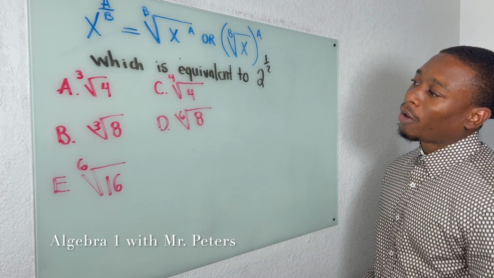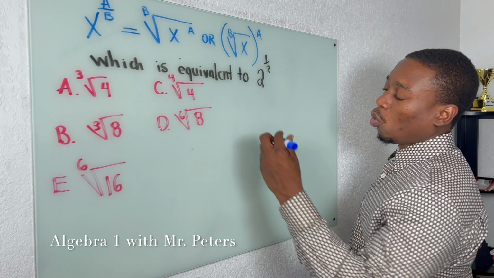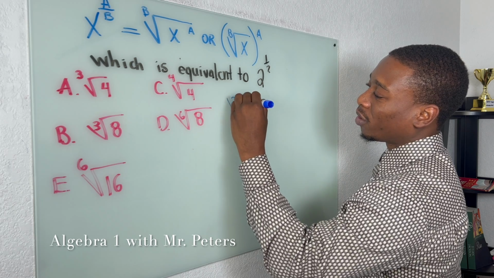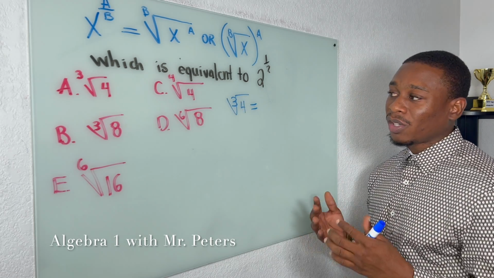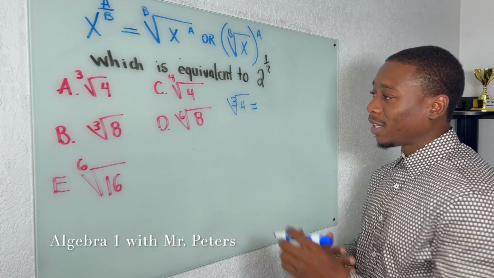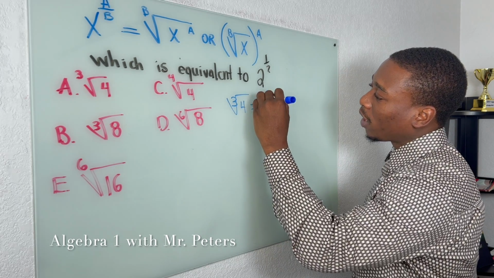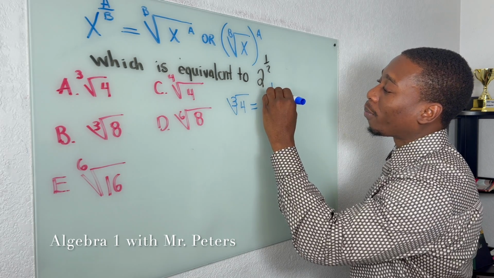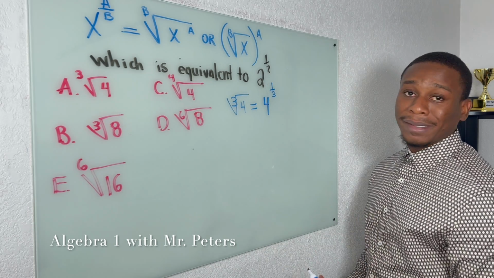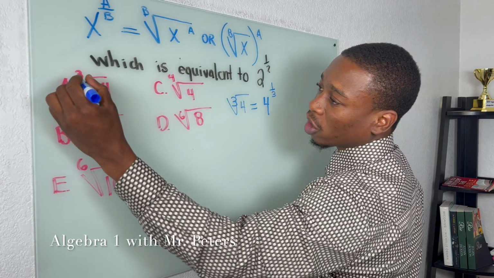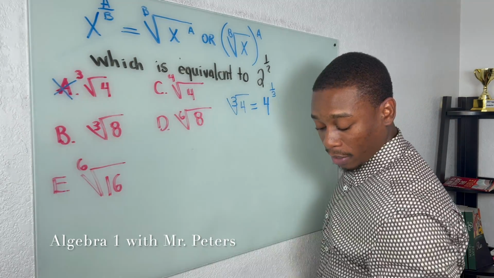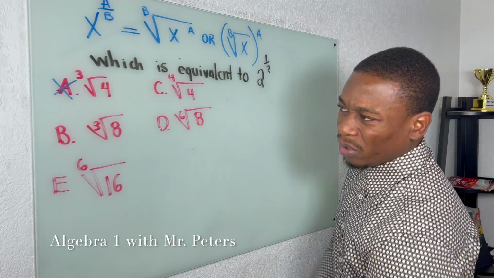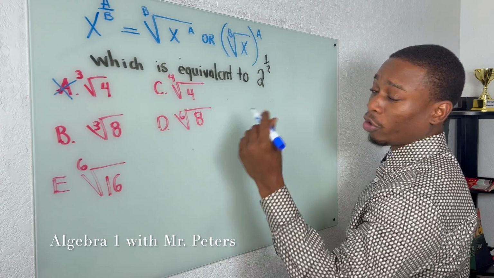So when we go through our very first one, we have the cube root of 4. So guys, we know that there is no cube root of 4. So when we rewrite this as a rational exponent, we're going to have 4 to the 1/3 power. And we know that this is not an answer, okay? So we're just going to put up x over a.